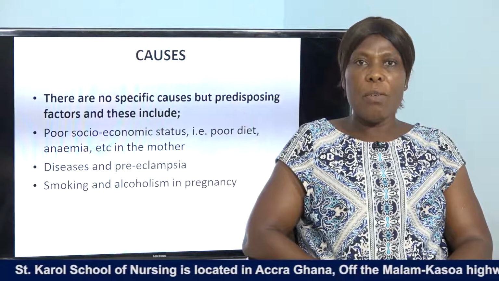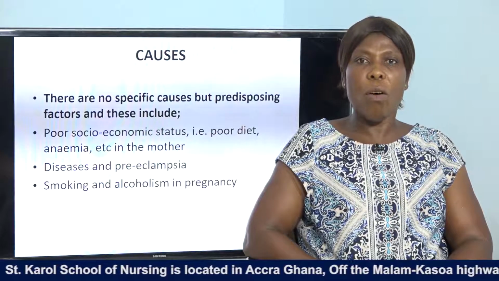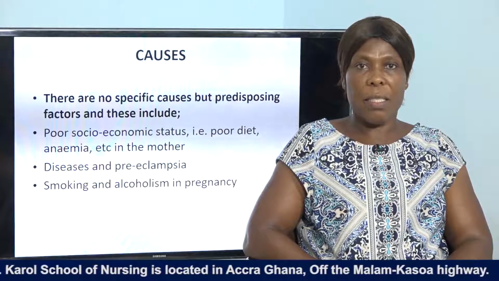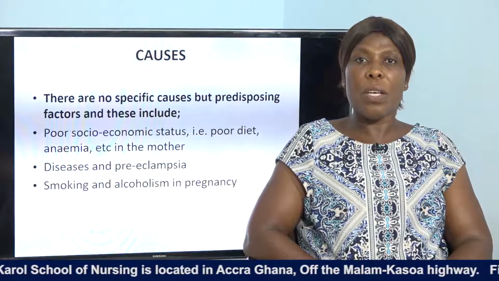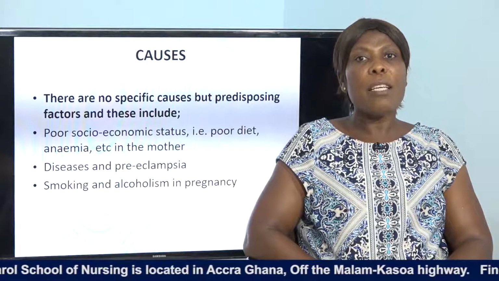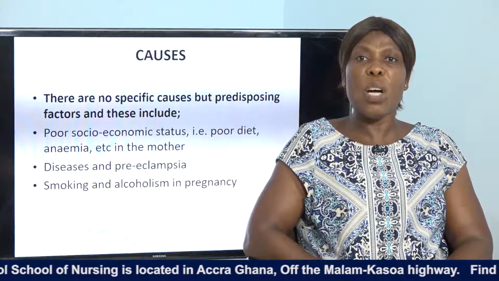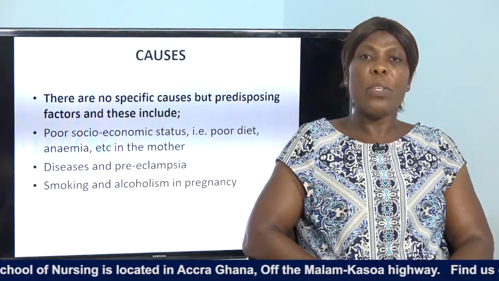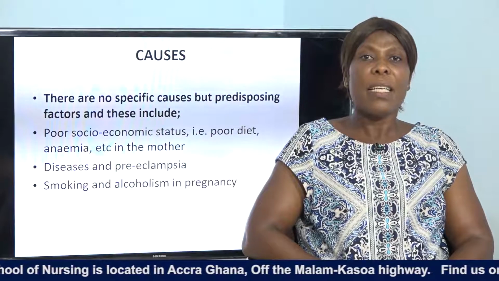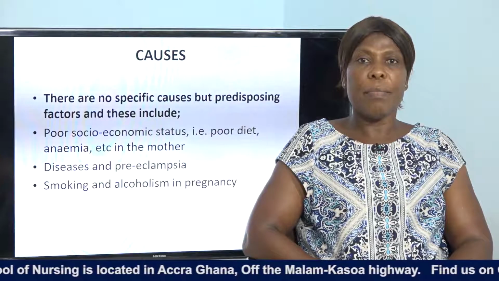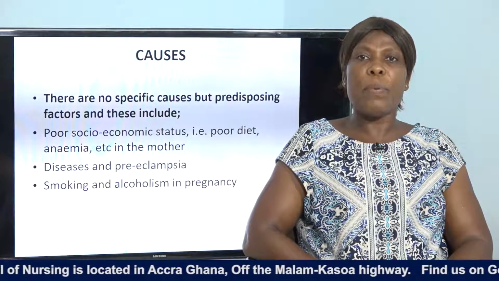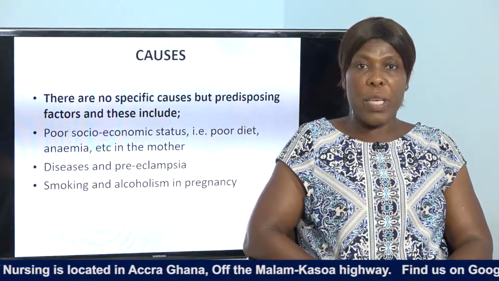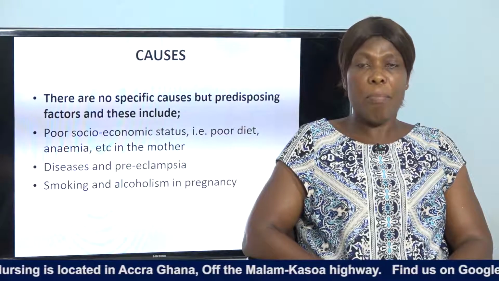Causes. Normally, there is no specific cause for preterm delivery, but we have predisposing factors. This includes poor socioeconomic status. When we look at poor socioeconomic status, we are looking at poor diet, anemia, etc. in the mother. So we'll be looking at the causes pertaining to the mother and then that of the fetus. Second point of these predisposing factors, we have disease and preeclampsia. Smoking and alcoholism during pregnancy.